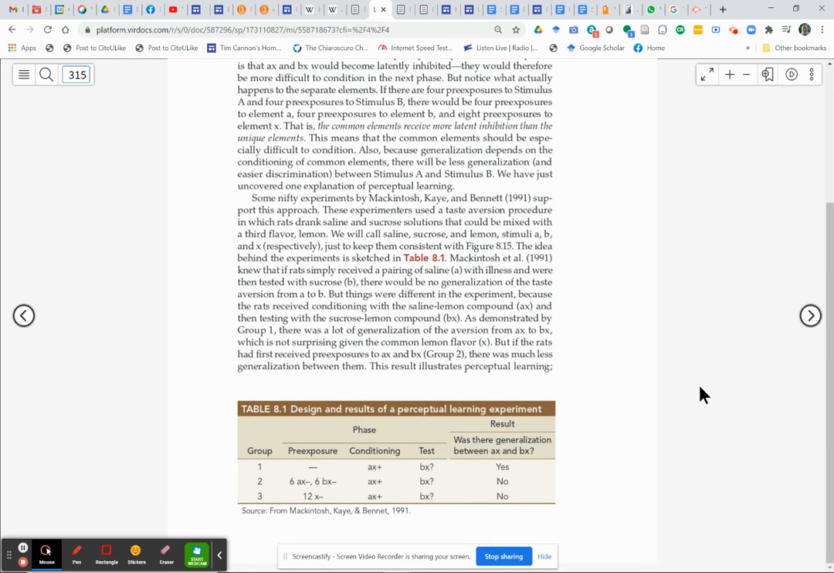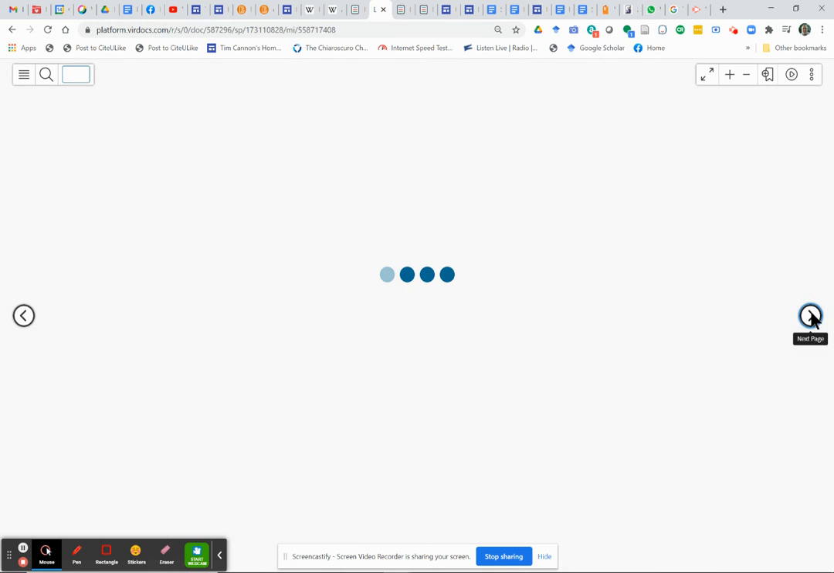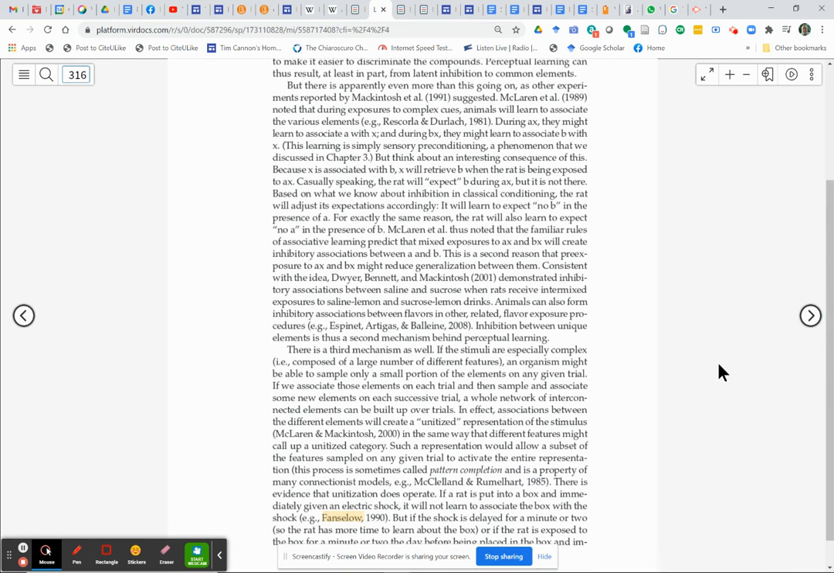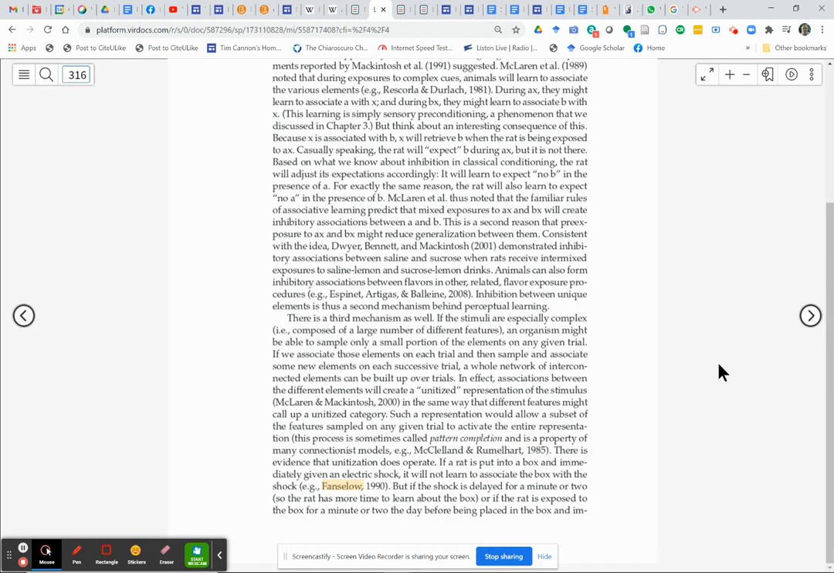Latent inhibition, and was there generalization between AX and BX? That's a fairly straightforward study, and the answers are there in the last column. And there's Michael Fanselow. As I probably already mentioned, one of your colleagues did her doctoral research with him.